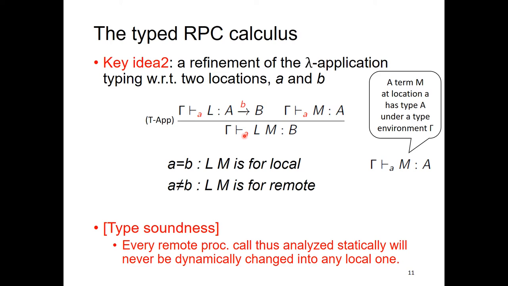When call location A is equal to the functional location B, then that lambda application is a local procedure call. Otherwise, A is different from B, and this is a remote procedure call. In this way, you can statically decide if a given lambda application is a local or remote procedure call. By the type soundness property, every remote procedure call thus analyzed statically will never be dynamically changed into a local one.